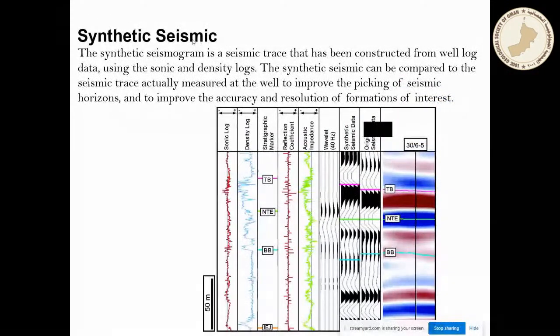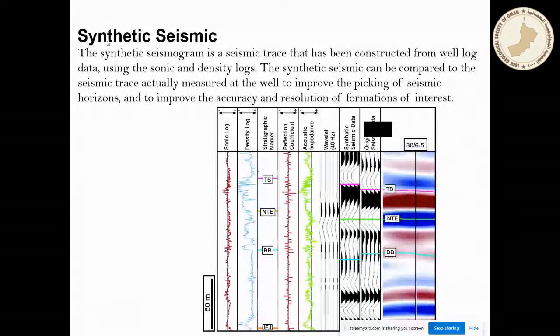Synthetic seismic is actually a beautiful term. Just to make you aware of it, synthetic seismic is not true seismic data acquired by seismic crews and so on. It's a seismic you try to create from your well data.